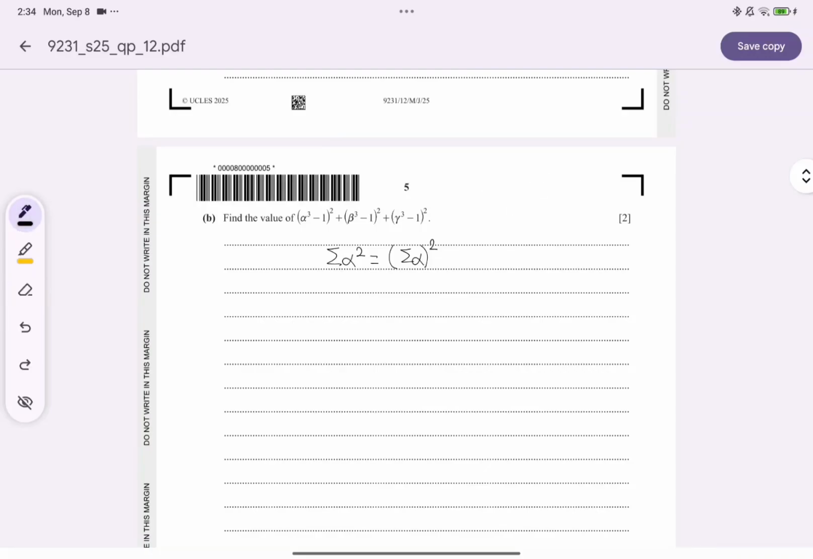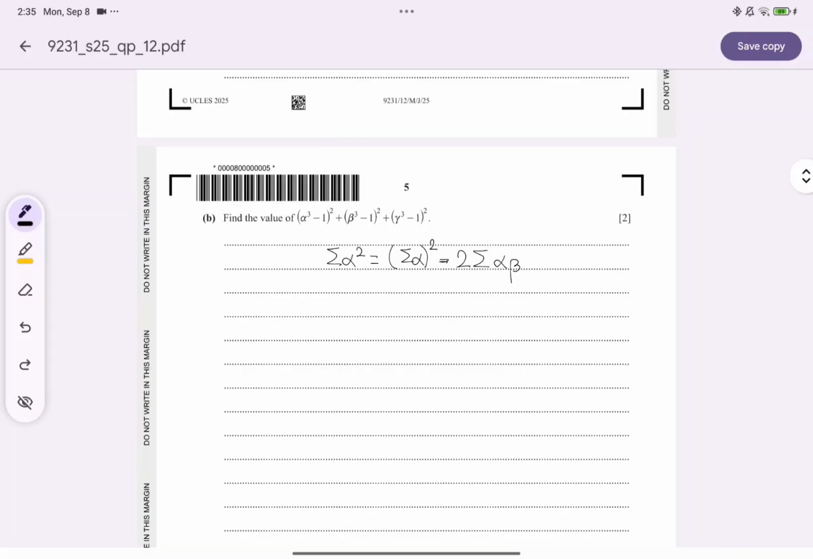And minus 2 times sigma alpha beta. So this is the sum of the root pairs. So alpha cubed minus 1 times beta cubed minus 1 plus alpha cubed minus 1 times gamma cubed minus 1, and so on and so forth.